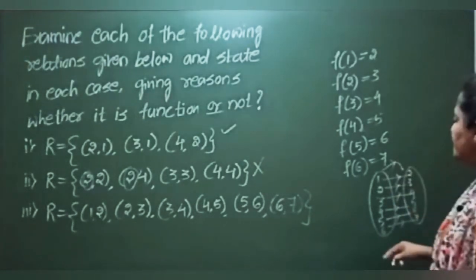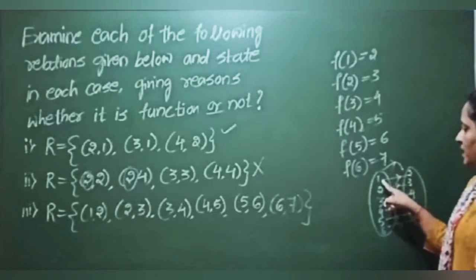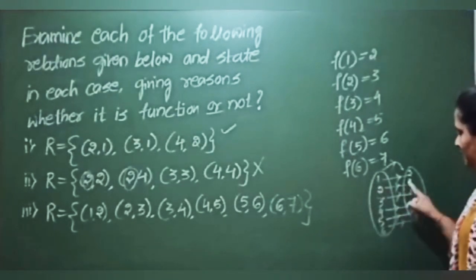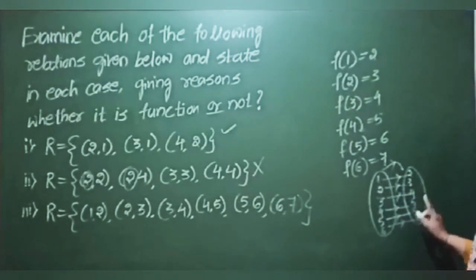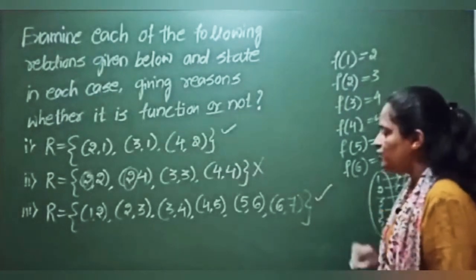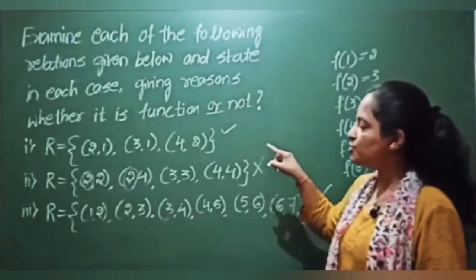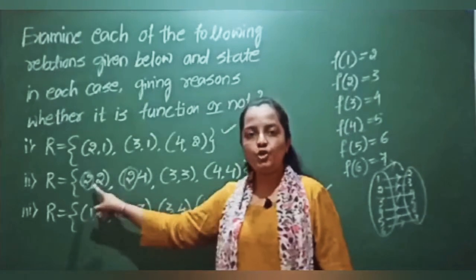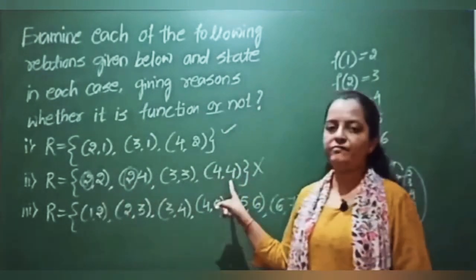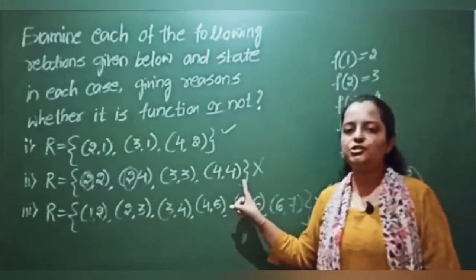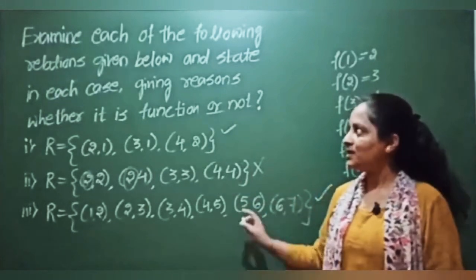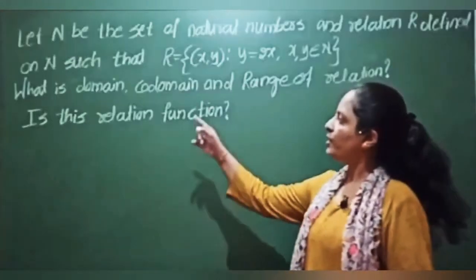So this is a function from domain to codomain because each and every element of the domain is having only one image in the codomain. So this is a function, but the earlier relation is not a function because 2 is having 2 images. This type of relation we are not going to call a function. Hope you are all understanding this one. Let's take the next example.